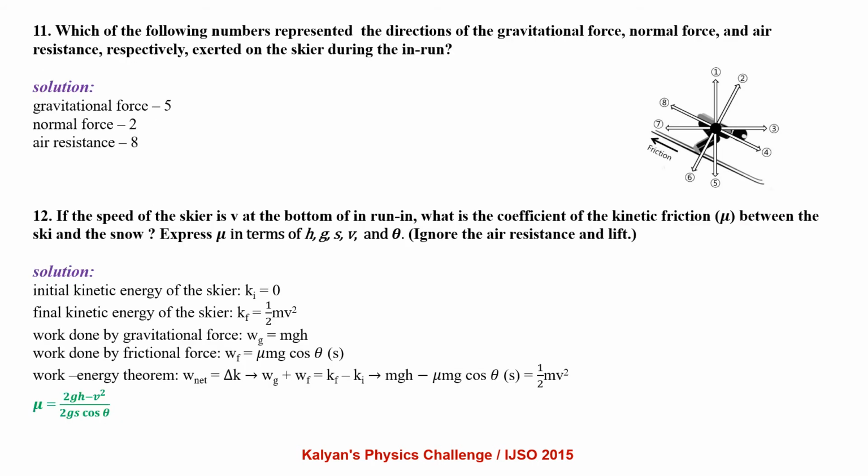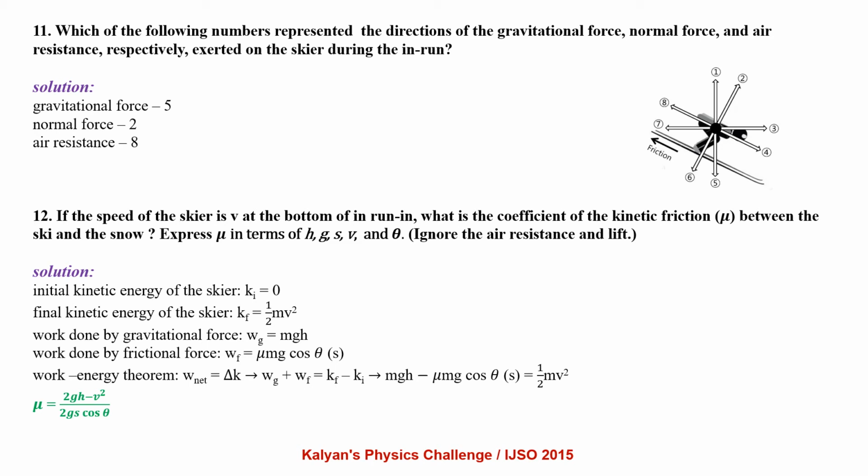Which of the following numbers represented the direction of gravitational force, normal force and air resistance respectively exerted on the skier during the in-run? You can see the diagram carefully. The gravitational force is represented by 5, normal force by 2 and air resistance by 8.